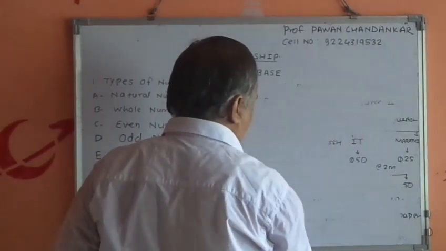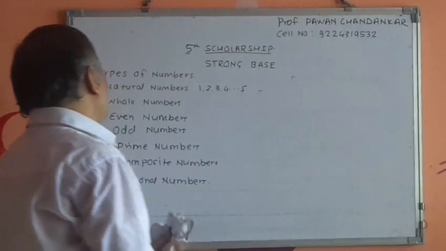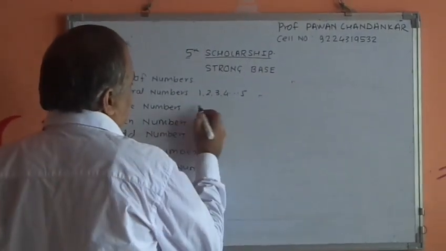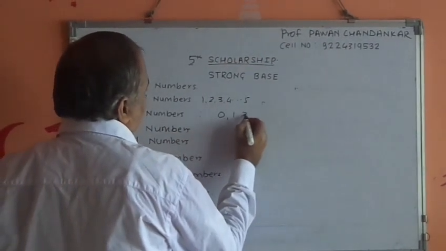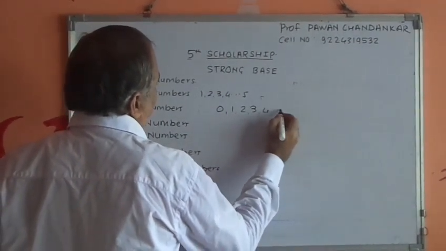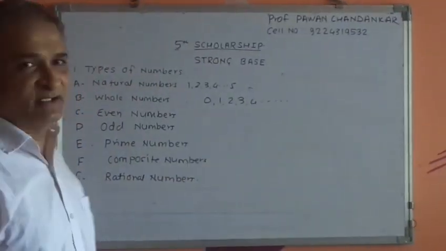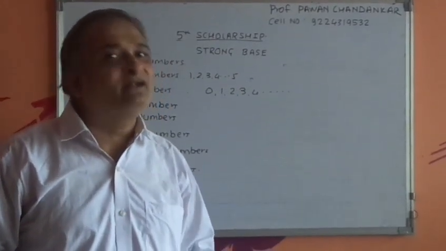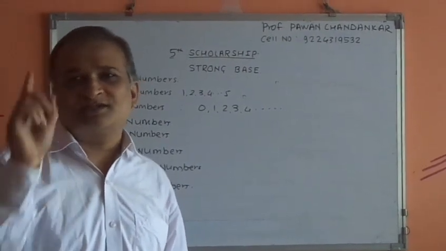Let me explain this. So whole numbers are nothing but the numbers which start with 0. The set of whole numbers starts with 0. So 0, 1, 2, 3, 4, so on up to infinity. This set we call the set of whole numbers. So my question is, if I ask you which is the smallest whole number, students, your answer should be the smallest whole number is 0.